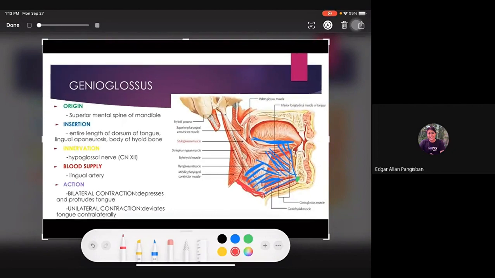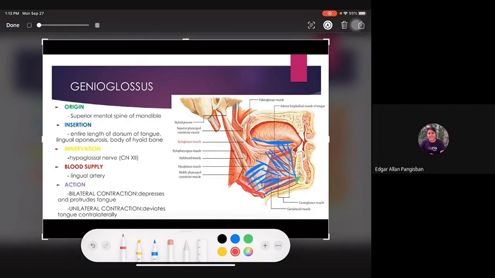Okay, that is why the innervation is your CN12, or your hypoglossal nerve, and the blood supply is your lingual artery. So actually, most of the muscles of the tongue have the same innervation and blood supply. Lahat sila galing kay hypoglossal nerve ang kanilang innervation, and the blood supply is your lingual artery. Now we go to the action.